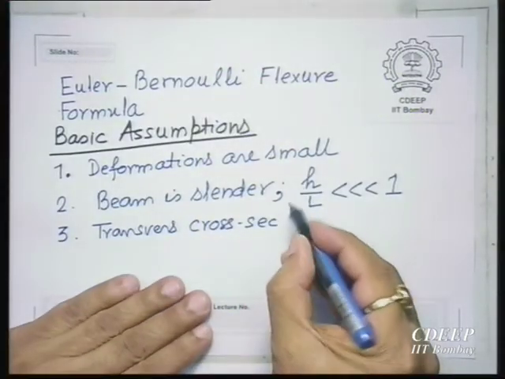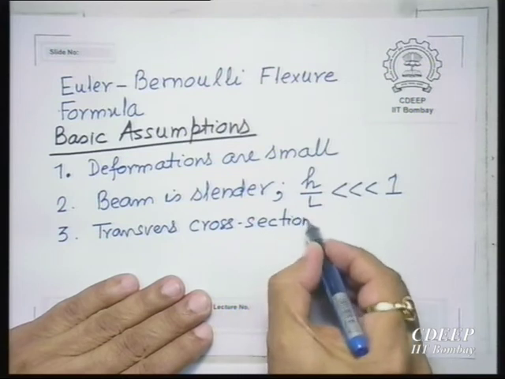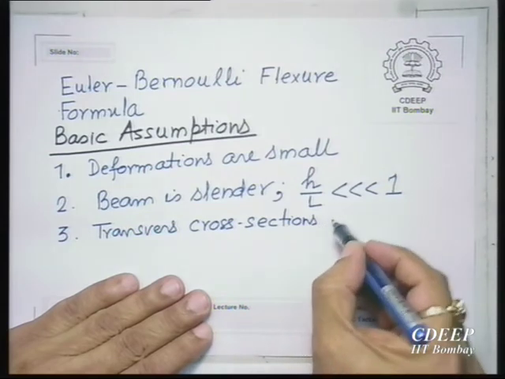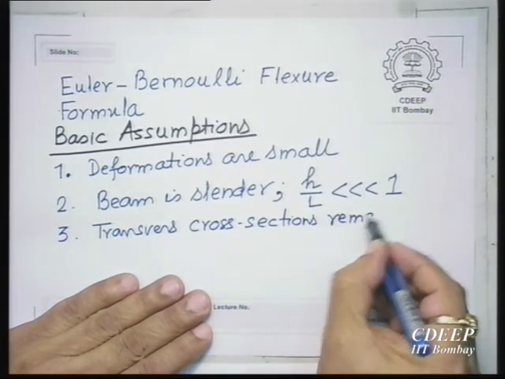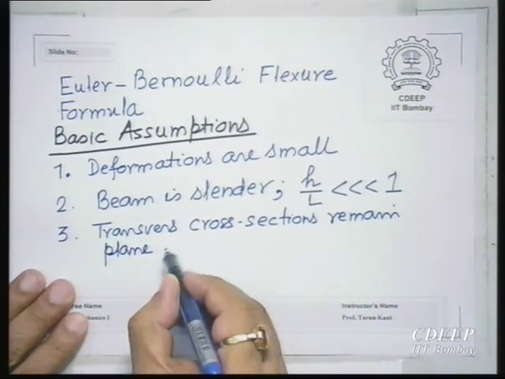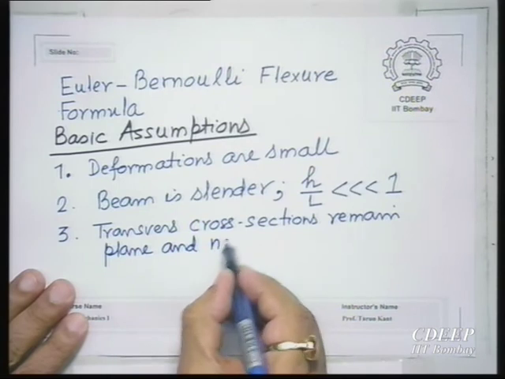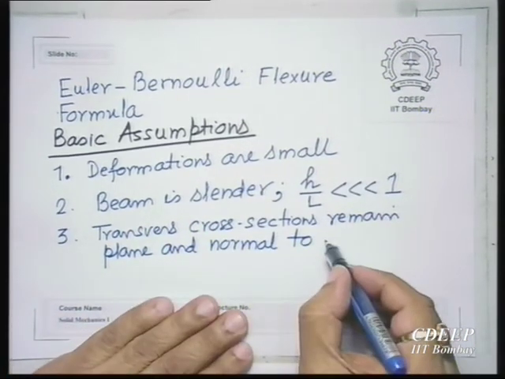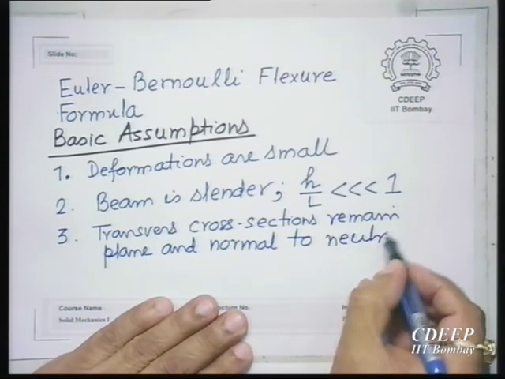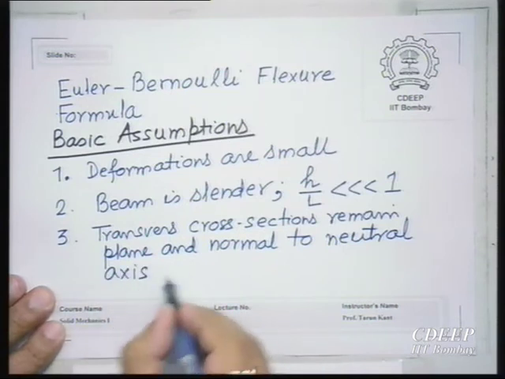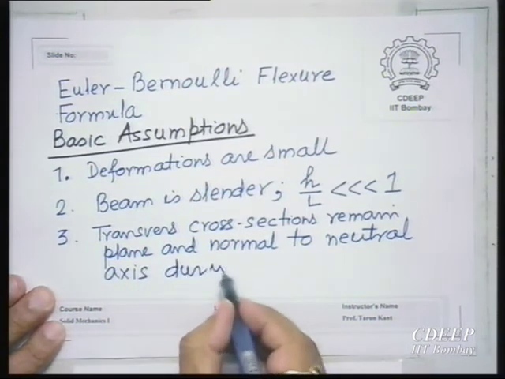So transverse cross sections remain plane and normal to the neutral axis during deformation.